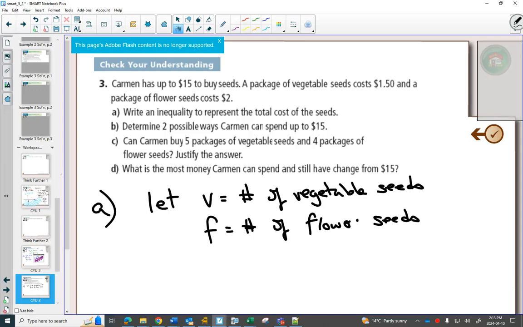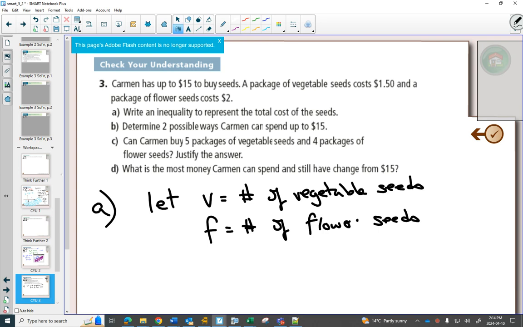Then what could she buy? One of each, and she'd have money left over. What do you think the most she could buy? She wants to spend all her money. Can you give me an example where she spends all her money, or is it impossible to spend all her money? 10 vegetable seeds? Yeah, just go veggies. That'll be $15 per.